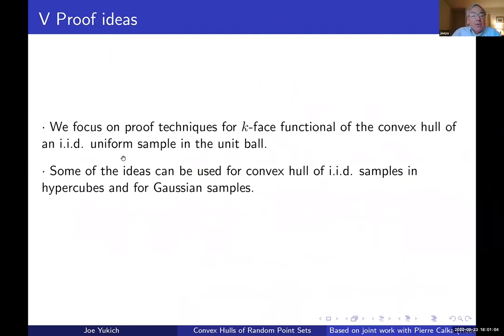Now let's focus on understanding the proof techniques for the k-face functional of the convex hull of an IID uniform sample in the unit ball. Some of the proof techniques here can, with some adaptation, be used to understand statistics of the convex hull of IID samples in hypercubes, as well as for IID Gaussian samples. Let's focus on the simplest possible case, when we have IID points in the unit ball.